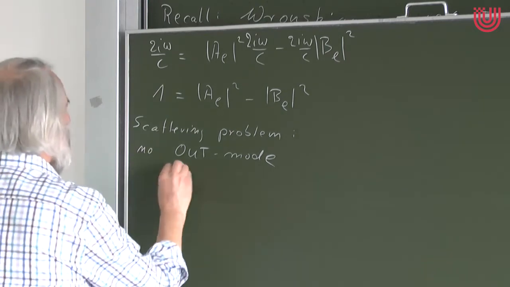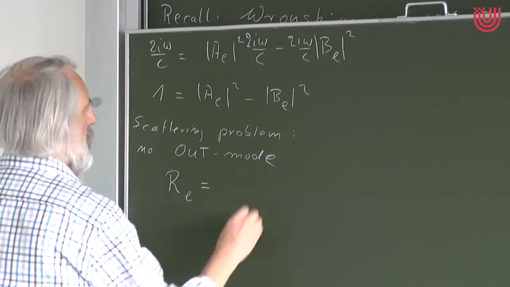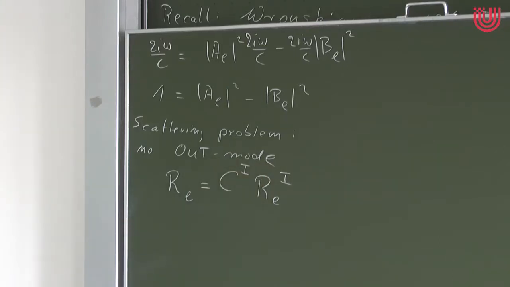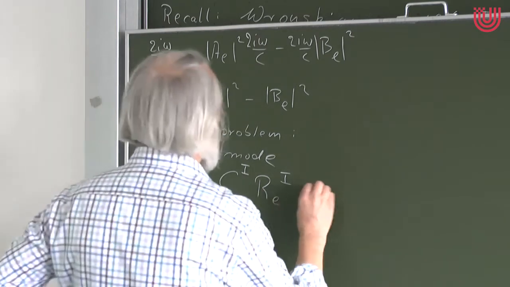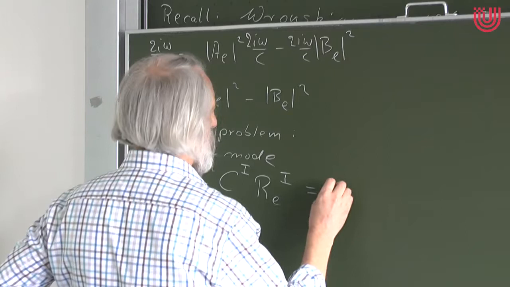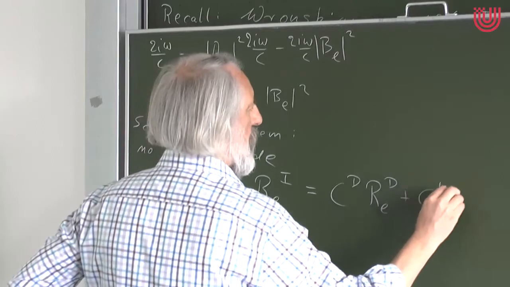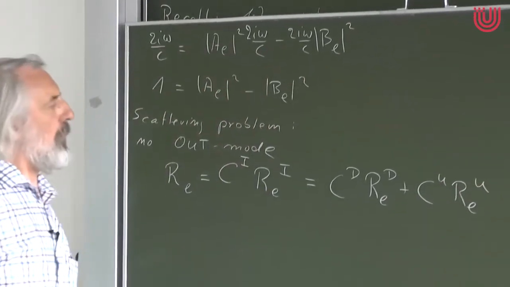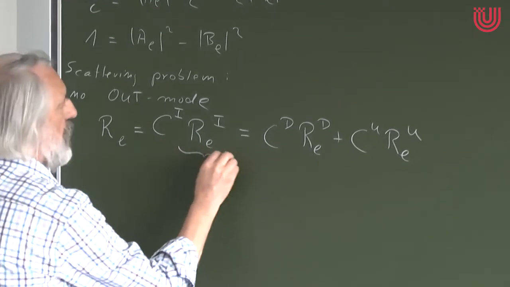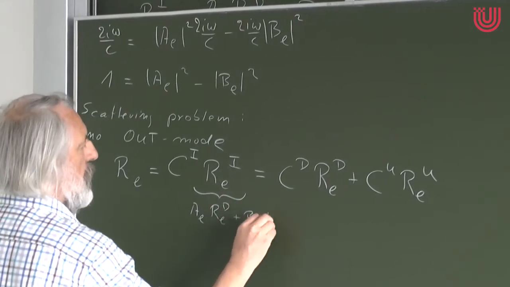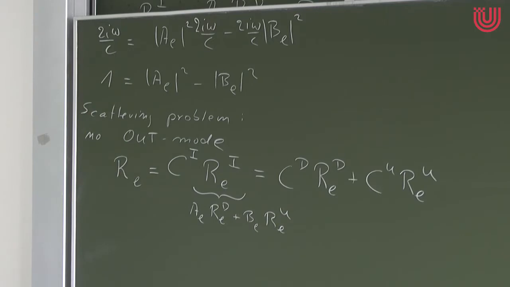No out modes. This means we have a solution, some RL, which is some multiple of the in mode. So there will be a coefficient, let's call it Ci. So this is the mode which we are considering. And this must be, of course, a linear combination of the up and the down mode. So it must be Cd, RLd, plus C up, RL up. And now we have an expression for this here. We know that this is AL RLD plus BL RL up. And RLD and RL up are linearly independent, so we can compare coefficients.